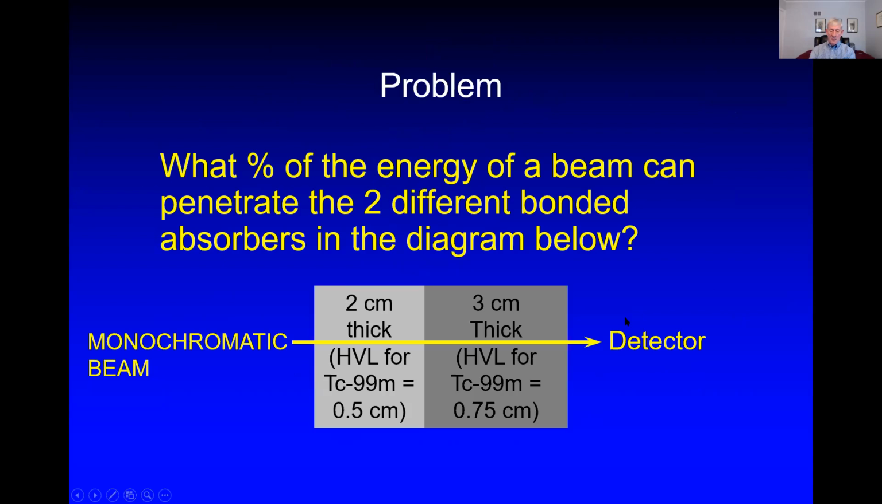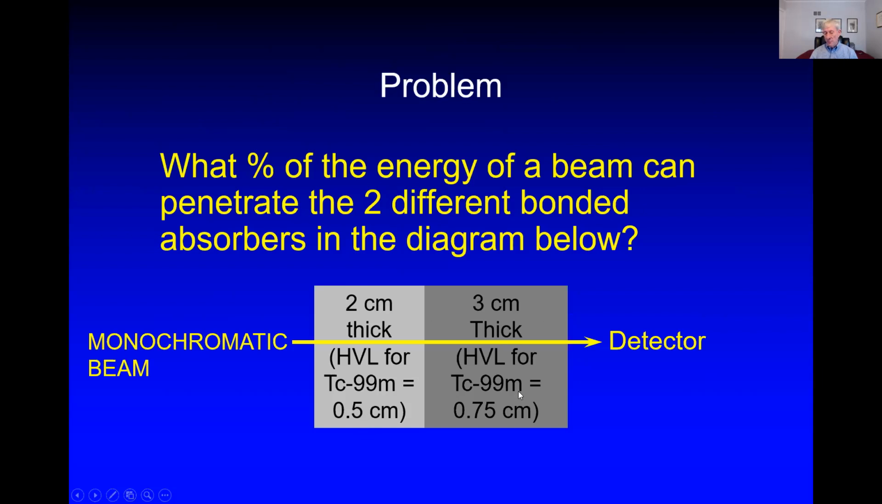You have a monochromatic beam going through 2 different absorbers. This one is 2 centimeters thick. We don't know what it's made out of, but we don't really care. It's 2 centimeters thick, and the HVL for technetium is 0.5. How many layers is that? How many half value layers is that? 4, right? 2 centimeters divided by 0.5. This is 4 layers.